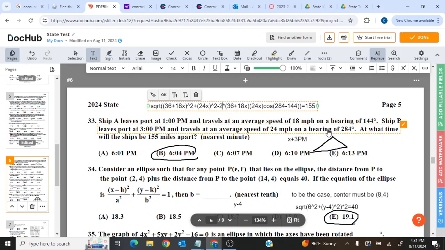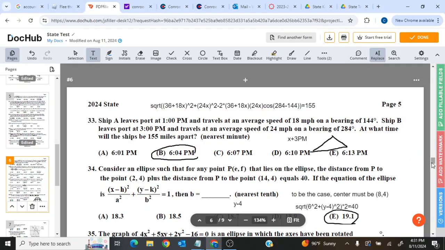And then once you get that, you have to add it to 3 p.m. and then convert it to hours and minutes. So you just subtract your 6 from 6 p.m. and then multiply it by 60, and you get your answer.